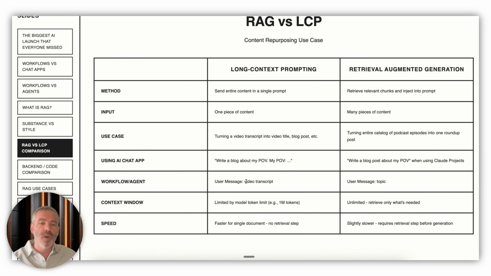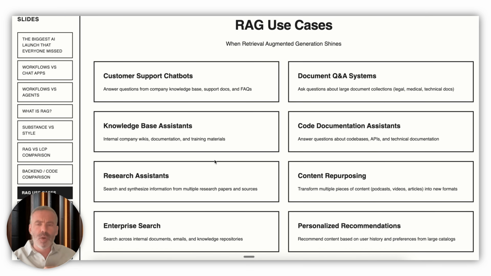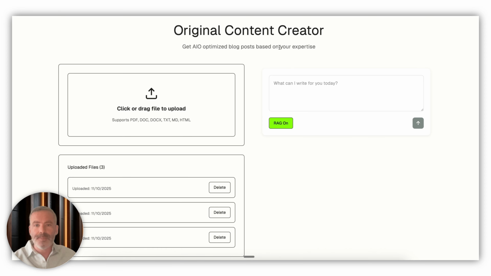If it's in a workflow or agent, you're typically putting that one piece of content, for example, a video transcript, into the user message. Whereas with RAG, your user message is just the topic that you want to write about. Many uses for RAG, such as chat with company knowledge, anything like that. But I'm going to do a quick demo of creating AIO optimized blog content based on your expertise.